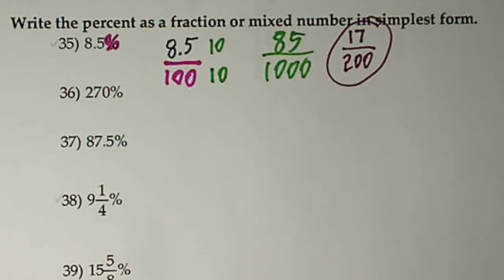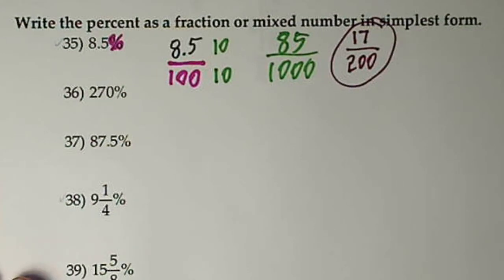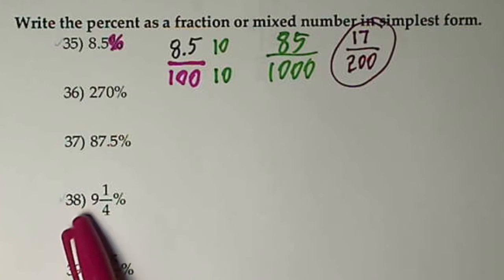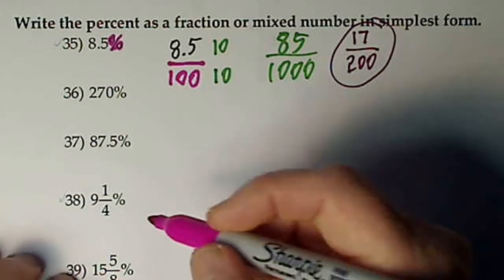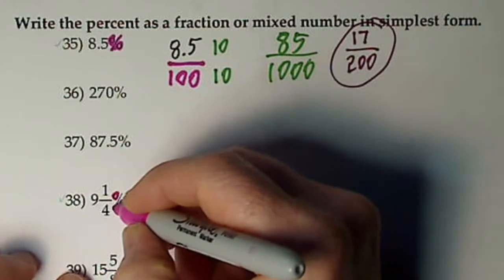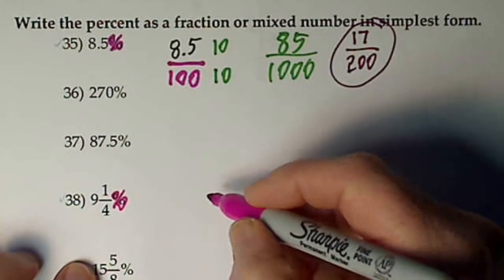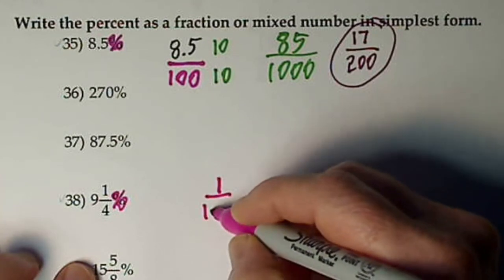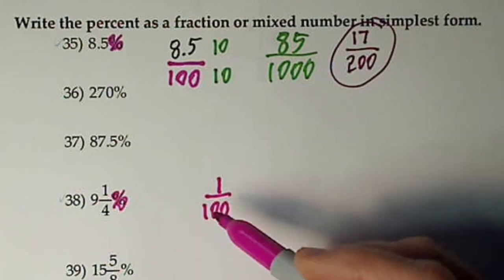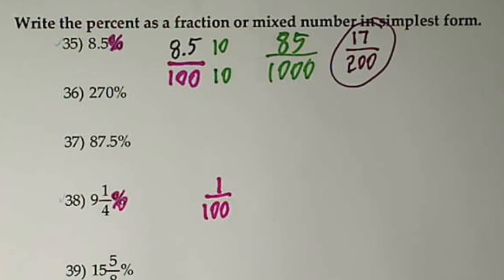All right. And when we look at number 38, they still want us to write the percent as a fraction. Okay, so again, I'll resort to the meaning here. This percent symbol means per 100. Okay, so I'm going to write that as 1/100th. That's really what it means.